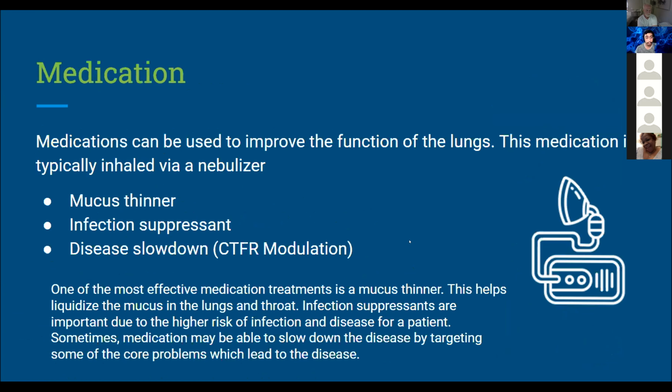Something quite nice is medication which performs something known as CFTR modulation. This basically attempts to correct the malfunctioning protein at a cellular level, thus potentially slowing down the effects of the disease.